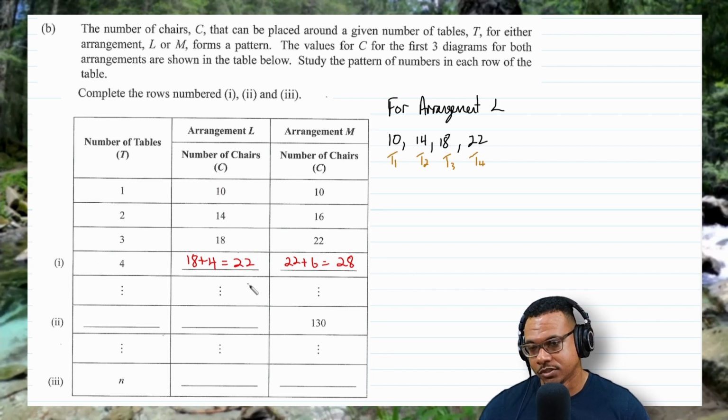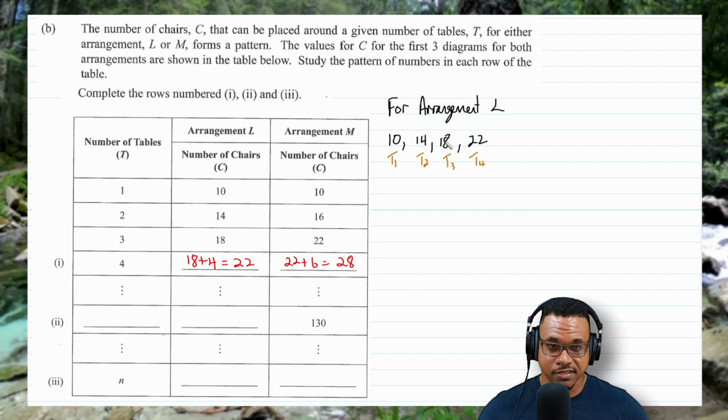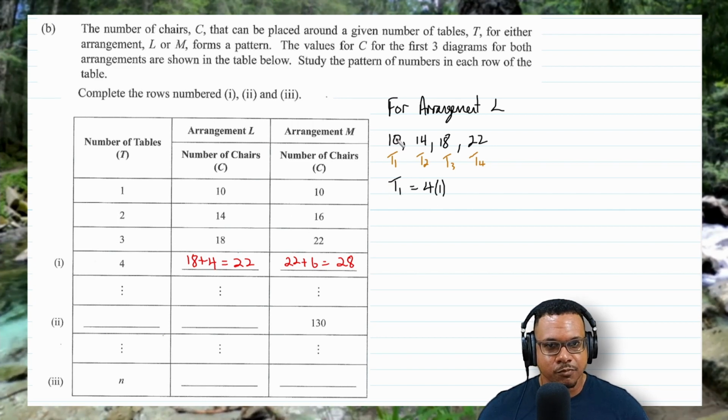First, second, third, fourth. Now we notice for arrangement L, the number of chairs goes up by 4 every time you add a table. All right, so from 10 to 14, 14 to 18, the difference is 4, right? So what I'm going to say is, for my first term, T1, I'm going to use that number that we keep going up by, which is 4. I'm going to multiply it by the number of tables, which is 1, because I'm dealing with my first term, which is 10, and that's when the number of tables is 1. And then 4 times 1 is 4.